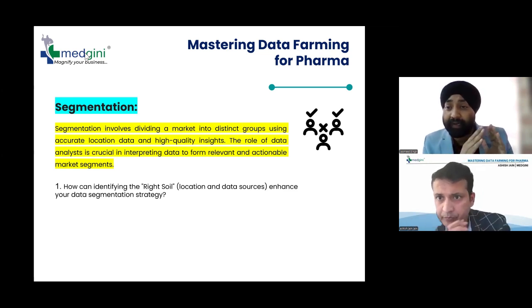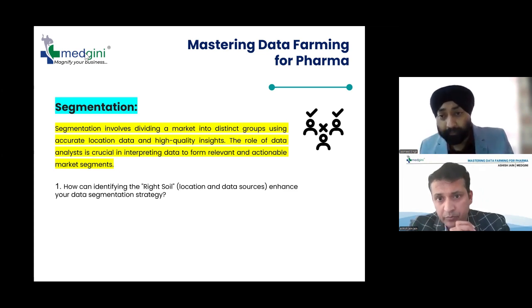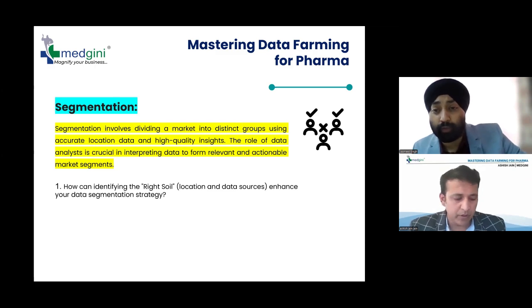So if you don't have the right soil in place, you cannot expect a healthy crop to come, right? And that is something which is very important. So with this, I think I've tried to answer your question, Ashish.